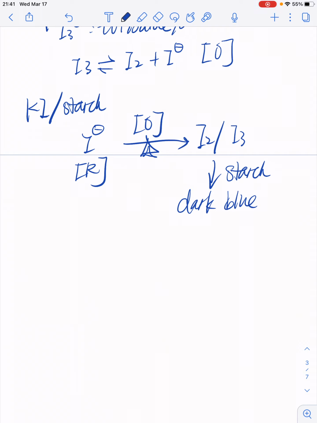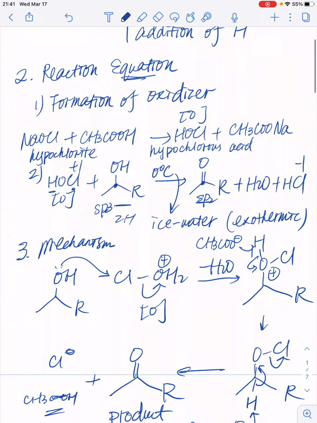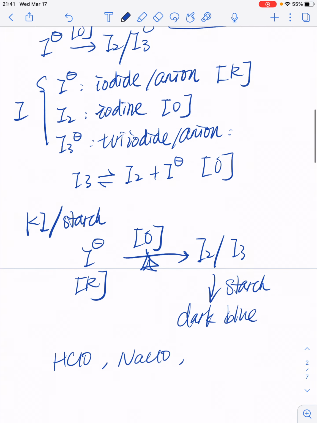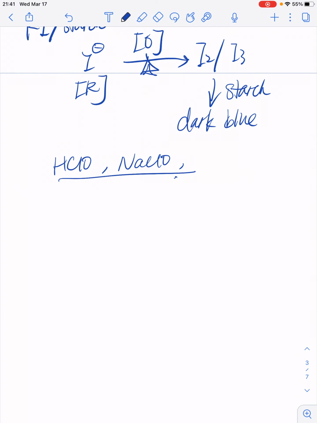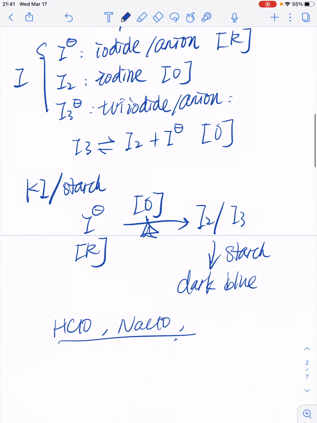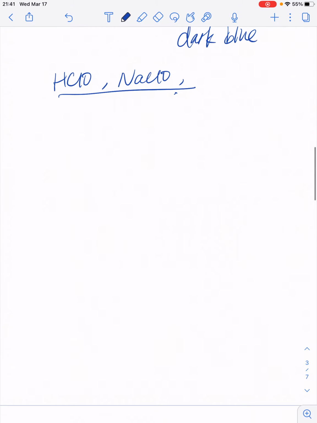What can be counted as oxidizing reagent? Hypochlorous acid is one of them. Sodium hypochlorite is another possibility, right, in our solution mixture. All right, the next thing we're going to talk about is the quenching solution, or the quenching process, I would say. We used sodium bisulfite as a quenching solution.